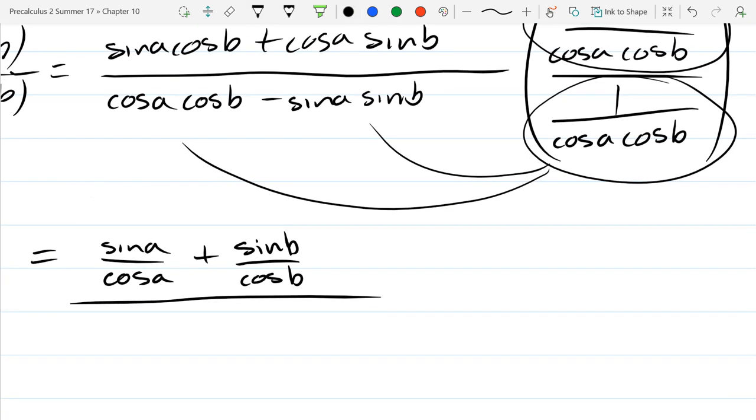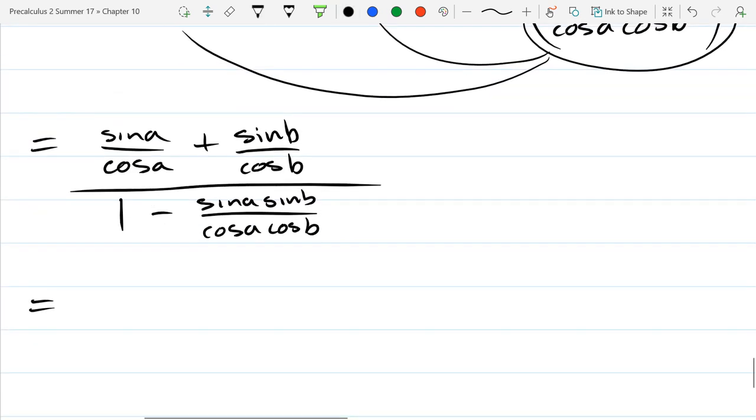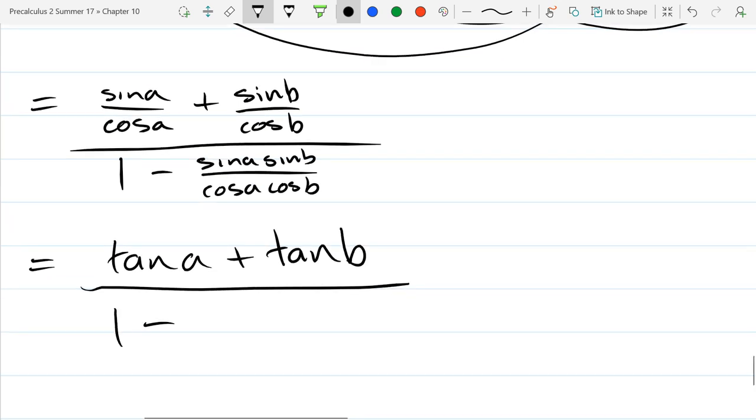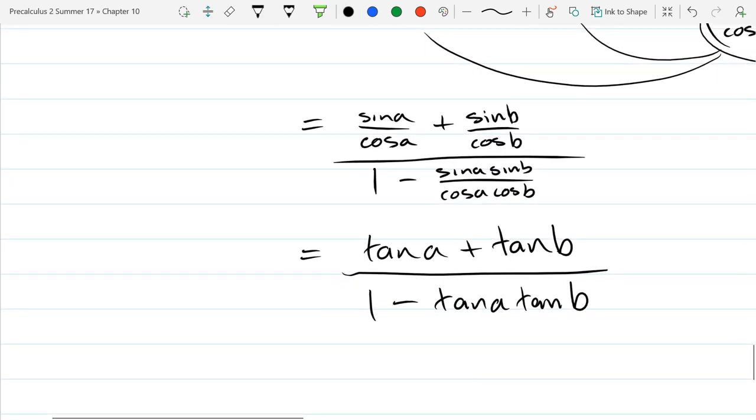Now the denominator, cos A cos B, divided by cos A cos B, cancels out to 1, minus sine A sine B. No cancellation here. Now we've got sine over cos, that is tan A, plus another sine over cos, tangent of B, divided by 1 minus tangent A times tangent B. And this came from tangent of A plus B.